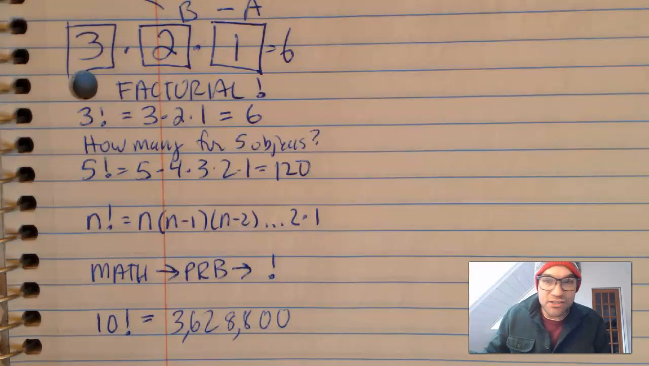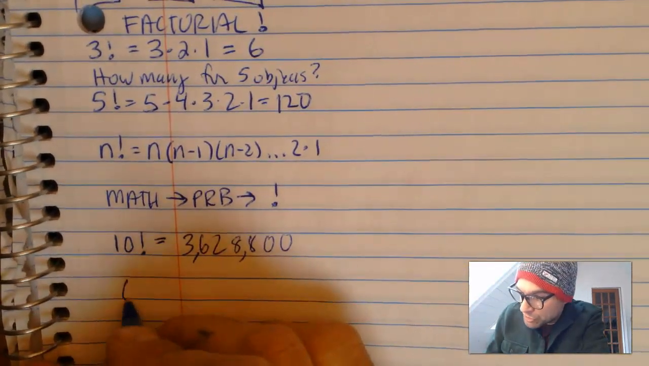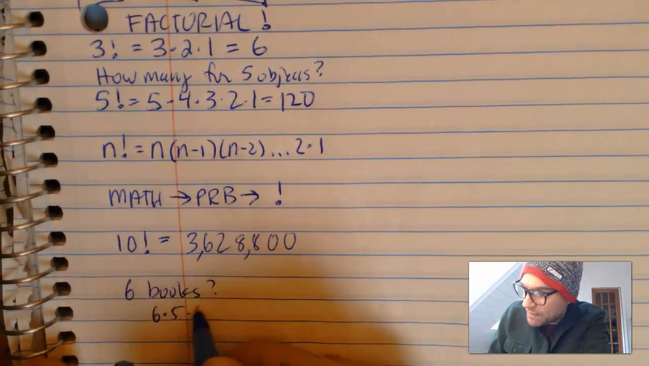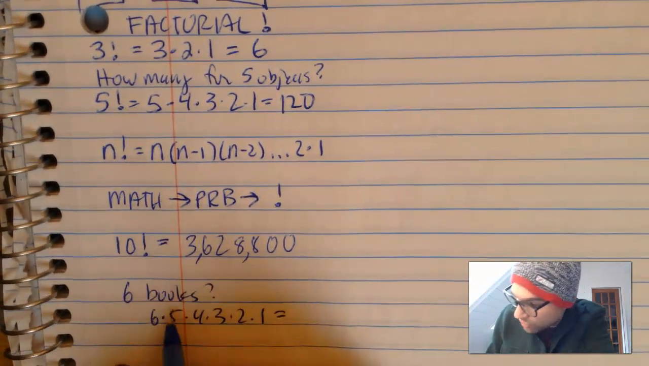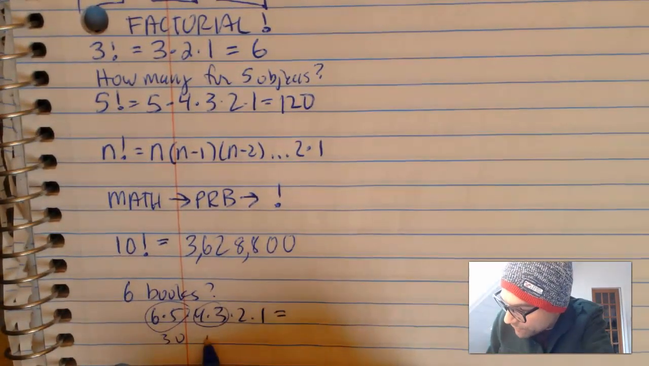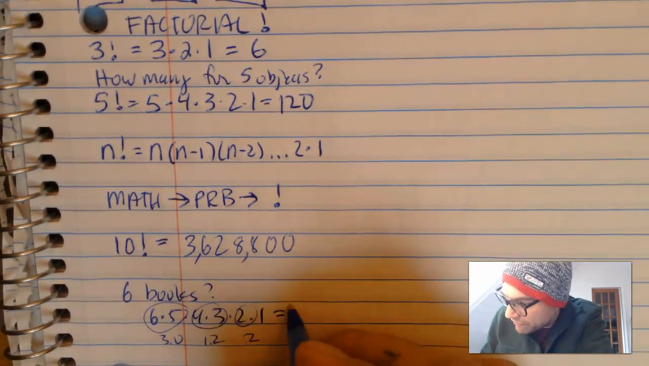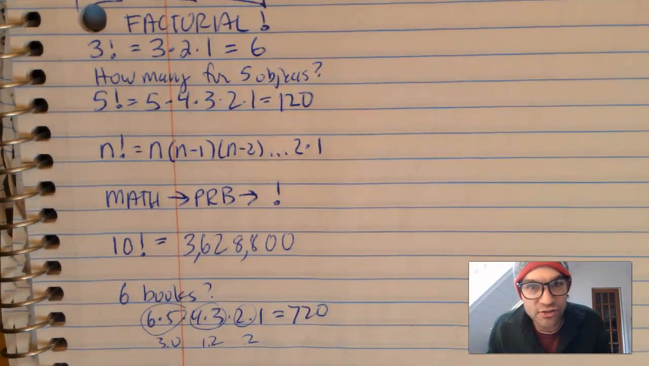So if I was going to ask you how many ways to arrange 6 books, I'm hoping now you can say, oh, that's easy. 6 times 5 times 4 times 3 times 2 times 1. And in that case, I get 30, 12 times 2, 3 times 12, 36, 720 ways. All right, cool. And you can do that on your calculator also.